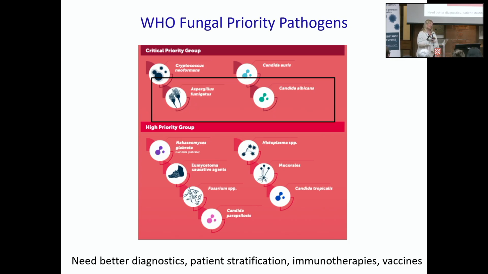Generally as a field, the mortality rates are a lot higher than we would obviously like. So we need better diagnostics and patient stratification systems. A lot of hematology patients get prophylactic antifungal treatments. If we can stratify those patients into higher-risk and lower-risk groups, then only the patients who need them would get antifungal treatments. We also need potentially the development of immunotherapies to go alongside antifungal treatments.